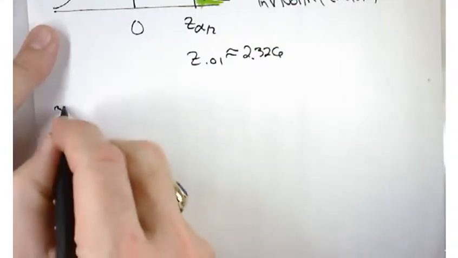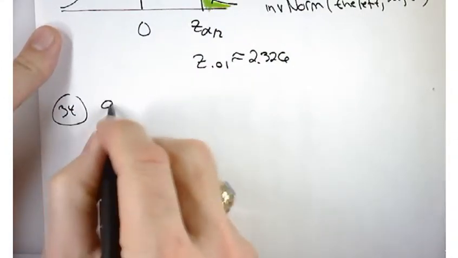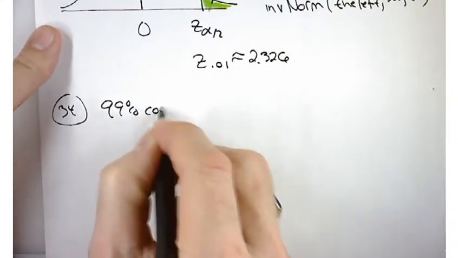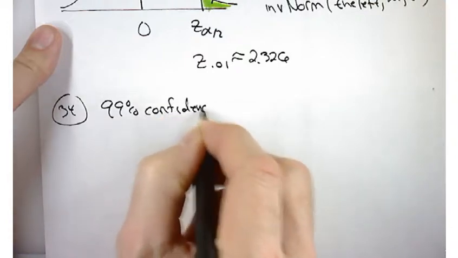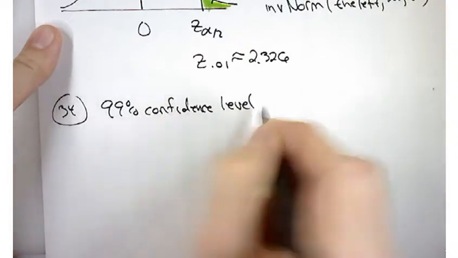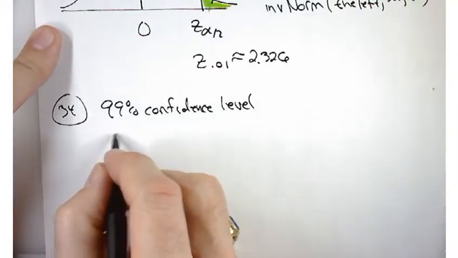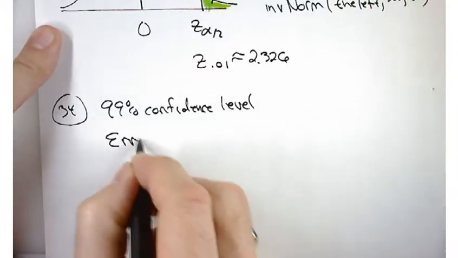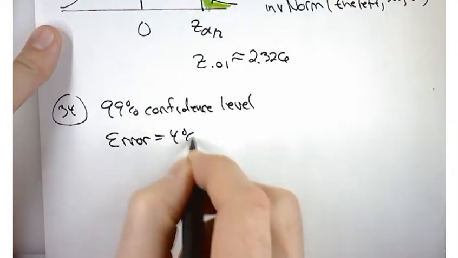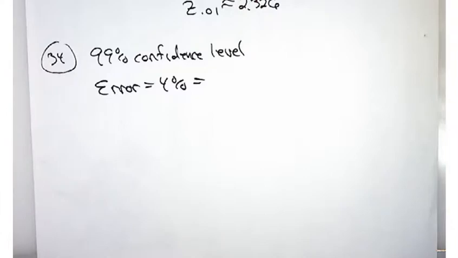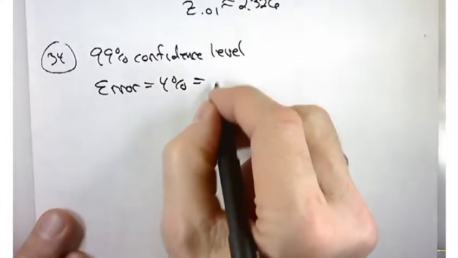So problem 34, we've got a 99% confidence level. And that's going to tell us something about alpha. And we want an error of 4%. What's 4% as a decimal? 0.04. Thank you.